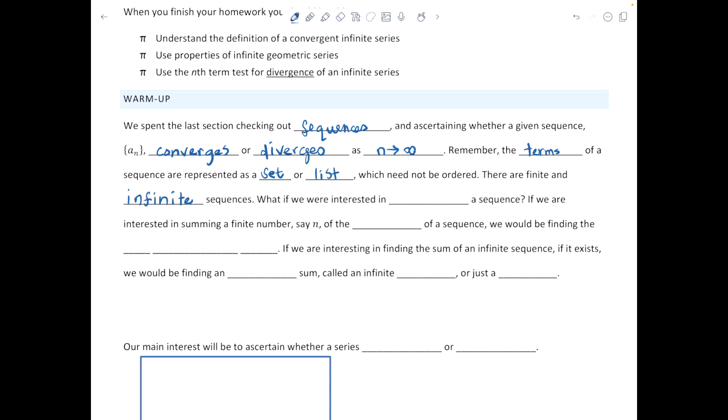Now, what if we were interested in summing a sequence? So basically adding up all the terms of a sequence. If we're interested in summing up a finite number, say n, of the terms of a sequence, we would be finding the nth partial sum. If we are interested in finding the sum of an infinite sequence, if it exists, we would be finding an infinite sum called an infinite series or just a series.